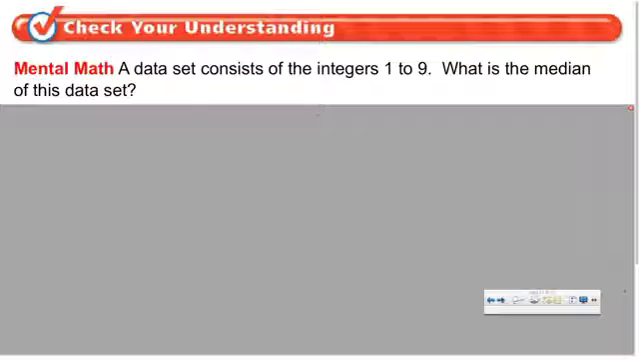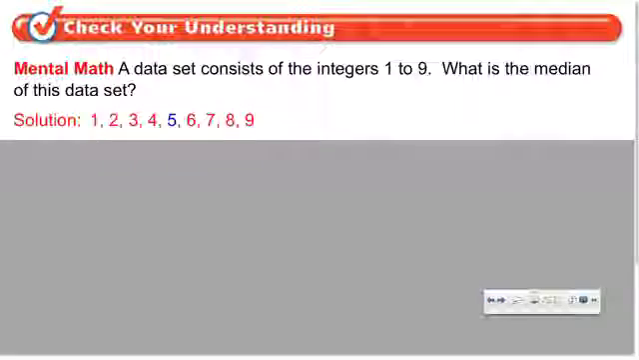Next one. A data set consists of the integers 1 through 9. What is the median of the data set? How many numbers in the set if I have from 1 through 9? 9. So do I have to make a median? No. Least to greatest? My median is in the set. It is 5. Do you understand? I don't have to make one. It's there.